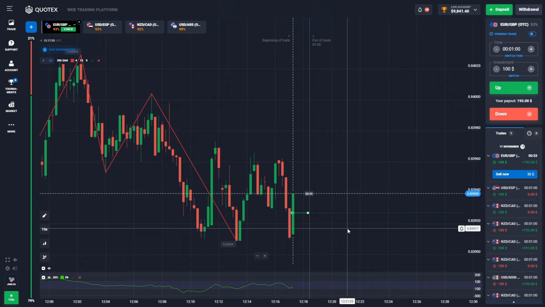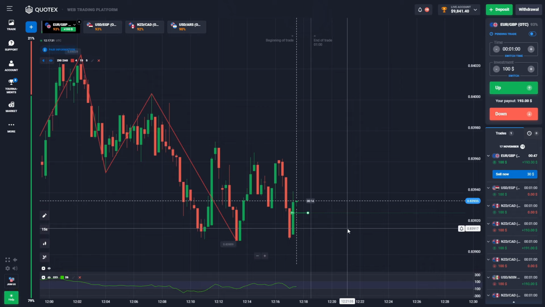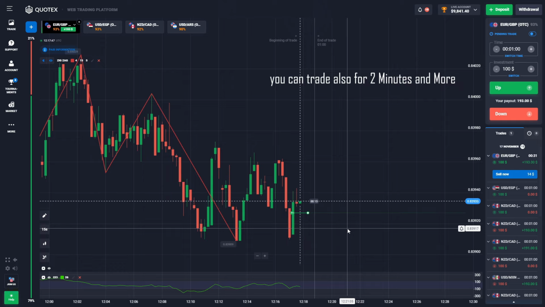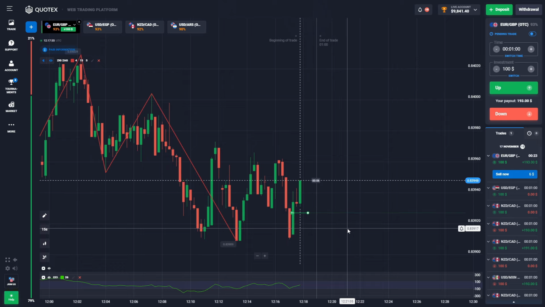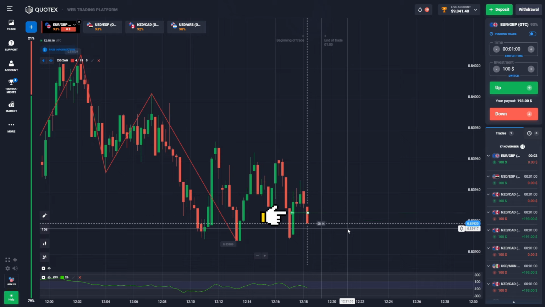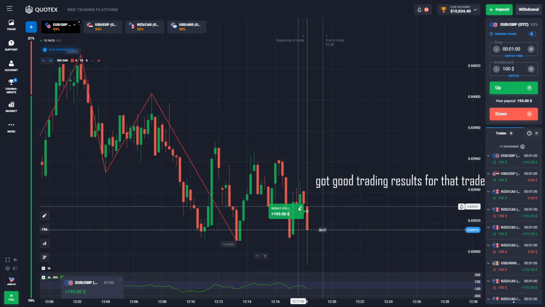It is important to note that we will be executing trades for a duration of 1 minute. However, it may also be beneficial to contemplate trading for a time frame longer than 1 minute to increase our chances of success. We will closely monitor our trading results based on these strategies and observations. We're 50-50 with our situation. We got good trading result, resulting in a positive trade.